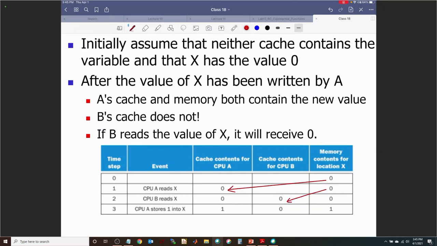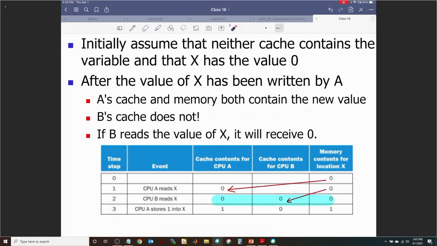from the memory. So now both cache A and cache B have a private copy of location X. So far only reading is happening, so not a problem. Everything is consistent. Everybody is saying that X is 0. However, what happens in time step 3?